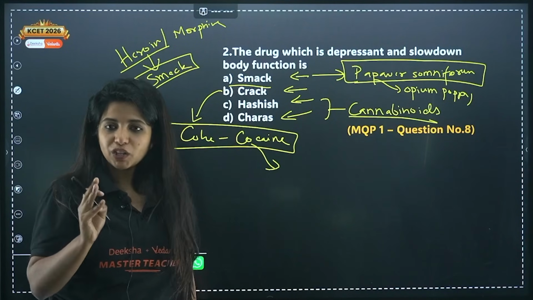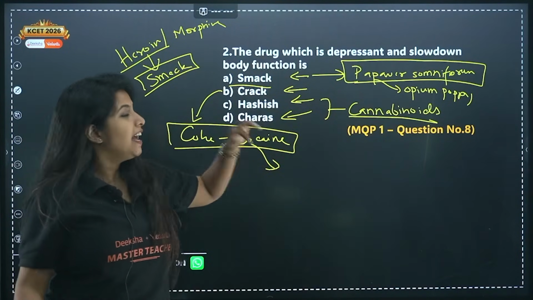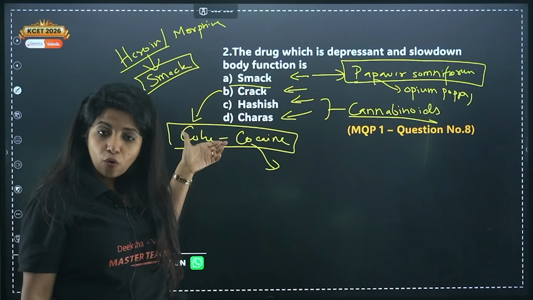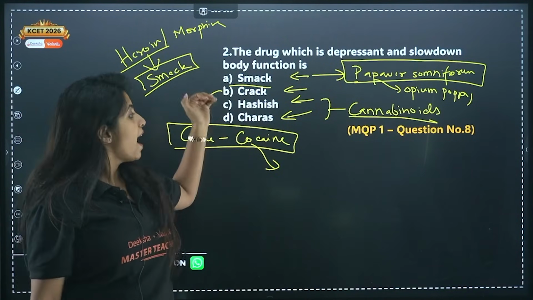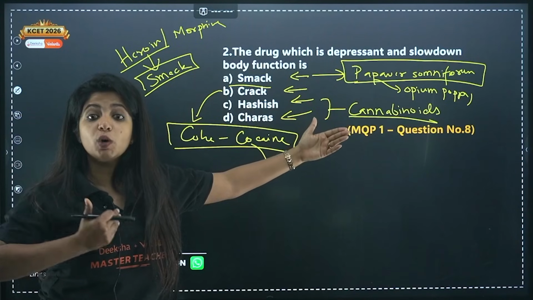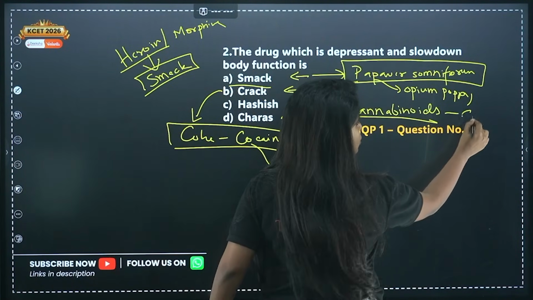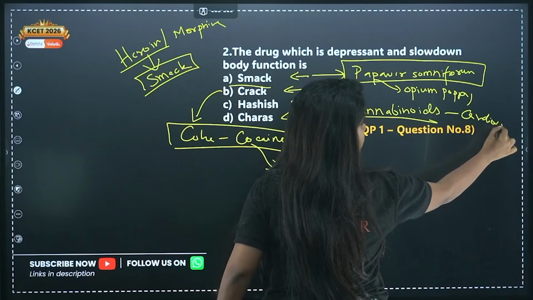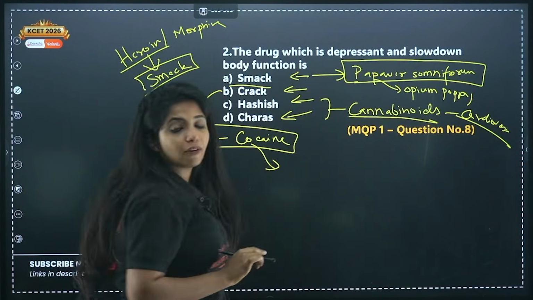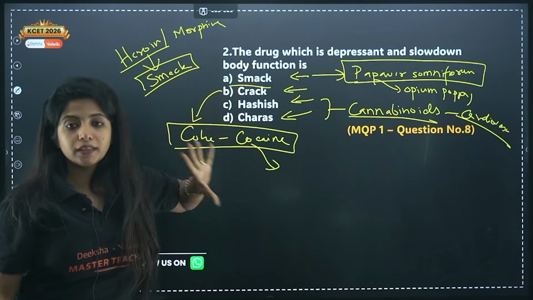Okay, so smack you get from Papaver somniferum, or you call this opium poppy, and crack is nothing but cocaine or coke which causes hallucination. Hashish or charas are cannabinoids, okay, which affect your cardiovascular system. Everyone has different effects. This one has this effect. So with one question you have understanding of 3 different things.